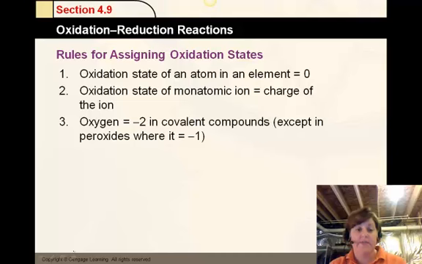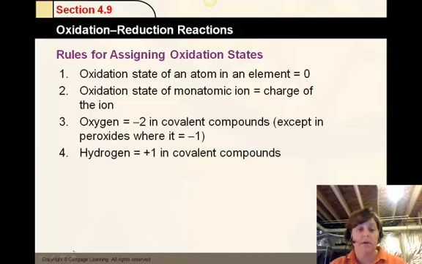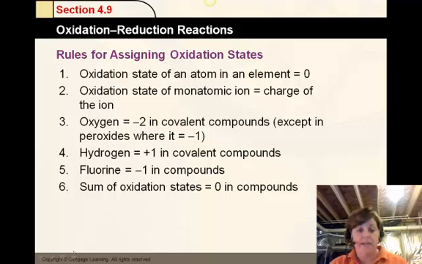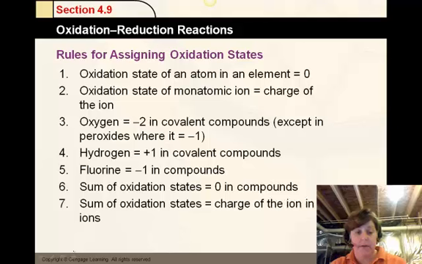Oxygen is -2, except in peroxide. Hydrogen is +1 in covalent compounds. Fluorine is -1. Of course, if it was part of a compound, it would be called fluoride. The sum of the oxidation states is always equal to 0 in a compound. And the sum of the oxidation states equals the charge of the ion in a polyatomic.